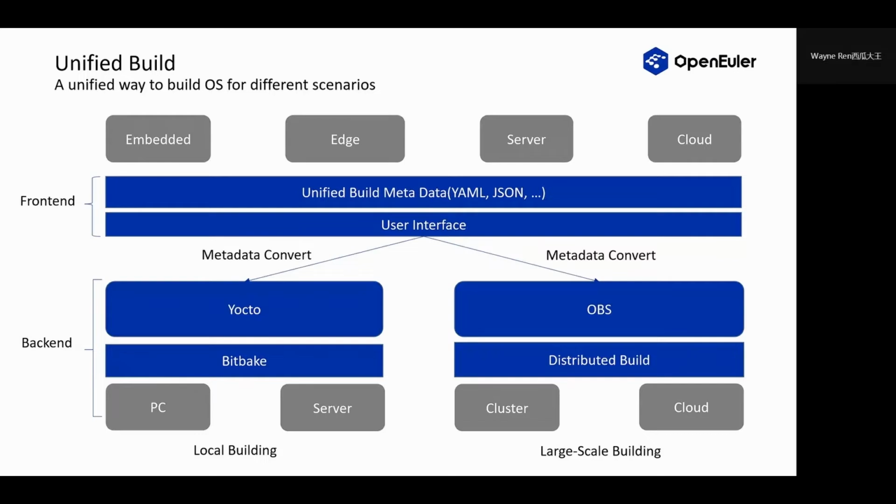In the server or desktop area, tools like OBS or Koji are used to build a big OS with thousands of software packages. They do a good job in large-scale distributed builds, but are not suitable for jobs like cross-compile and fine-grained configuration, which are required in embedded and edge scenarios. Also, they are not suitable for personal developers because of the complexity of deploying these tools.